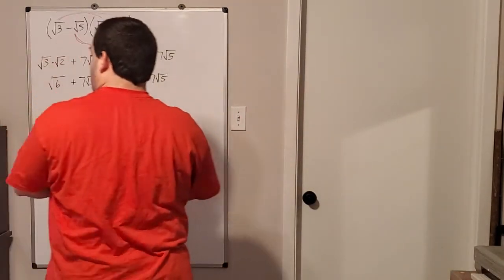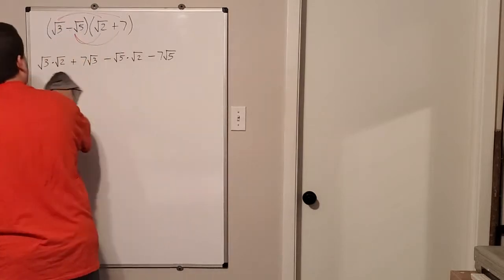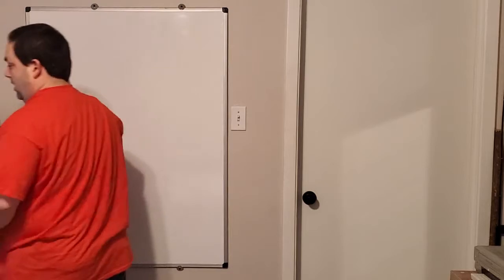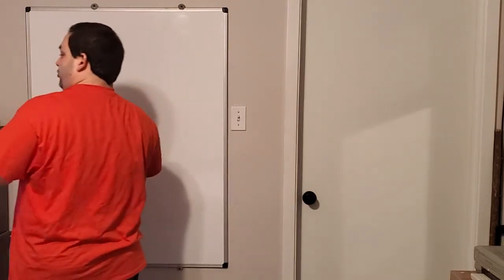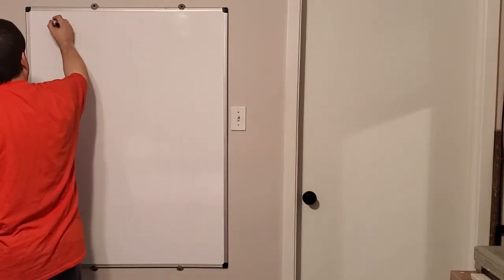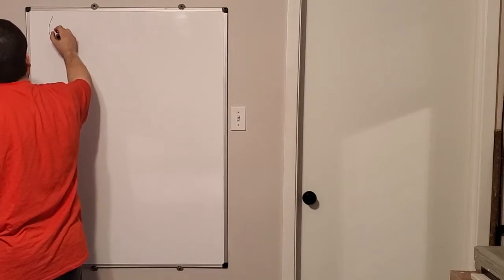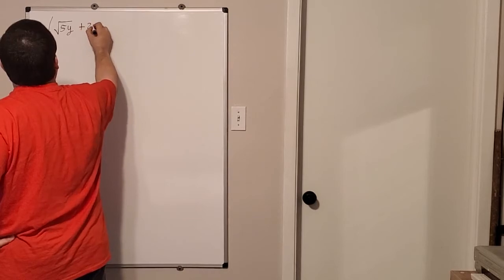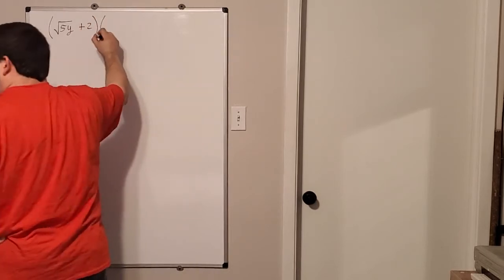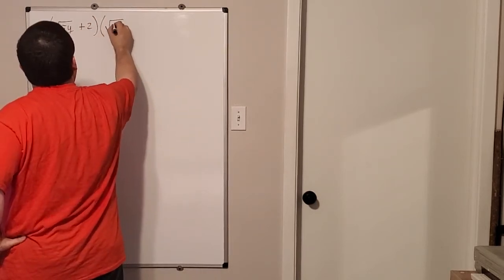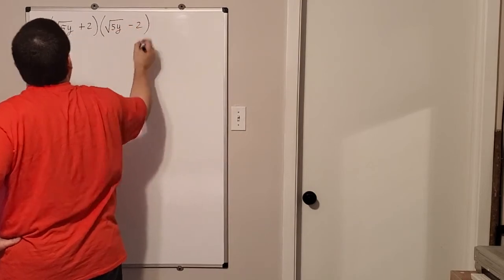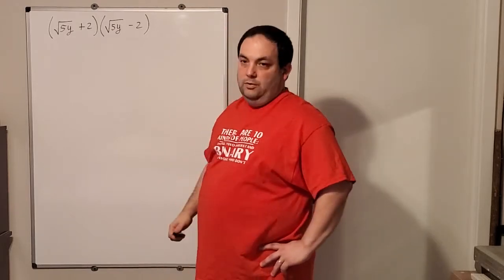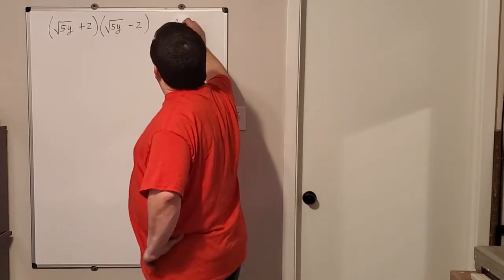Okay, now this next example is something that comes up often with radicals. Okay? I'm multiplying two things that are conjugates. Conjugates are whenever you have these objects that are the same number pieces but have opposite operations combining them. So for example, square root of 5y plus 2, square root of 5y minus 2. Those are what we call conjugates.